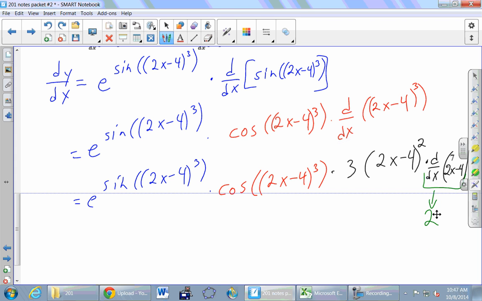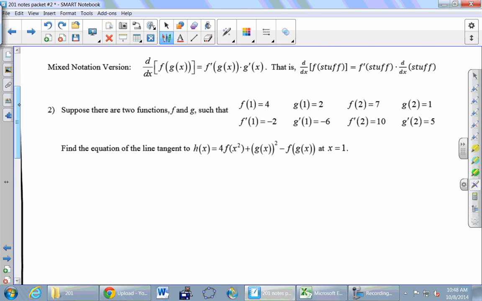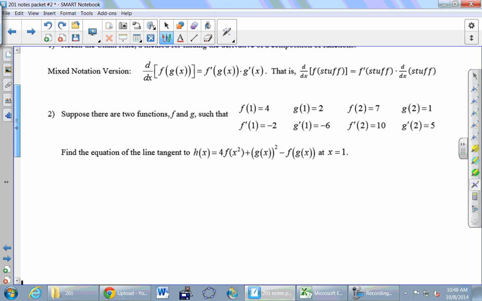I suspect that with a lot of practice, you will each get to a point where you're comfortable just mentally updating what's the new stuff right now and what's its derivative. So ultimately, I just need you to get to this final answer any way you can. All right? Okay. So if we got this done, let's go back up to the top and take a look at number 2.